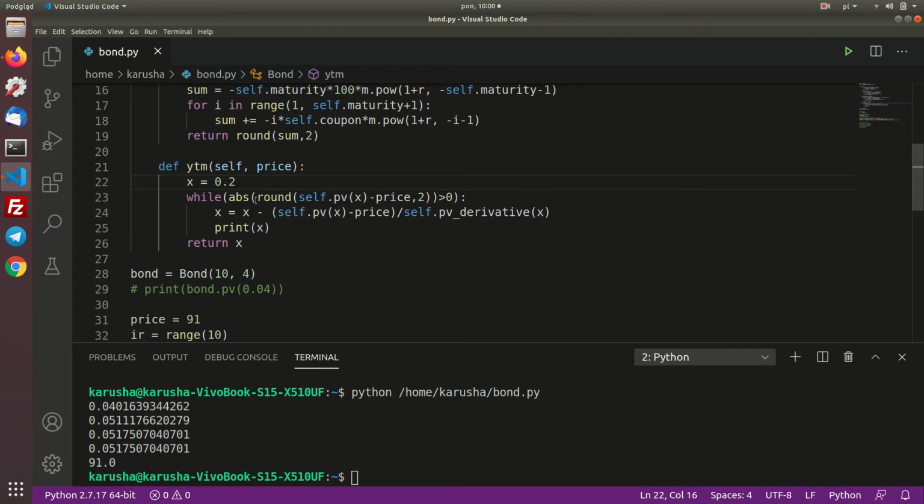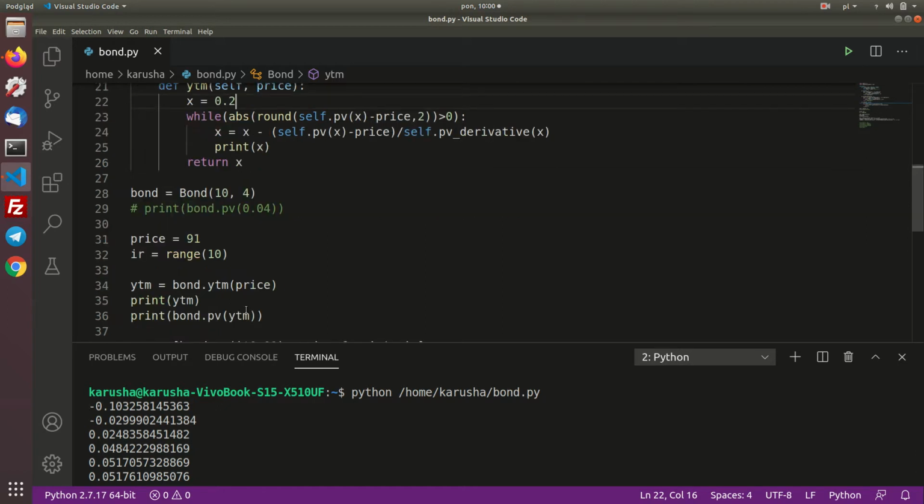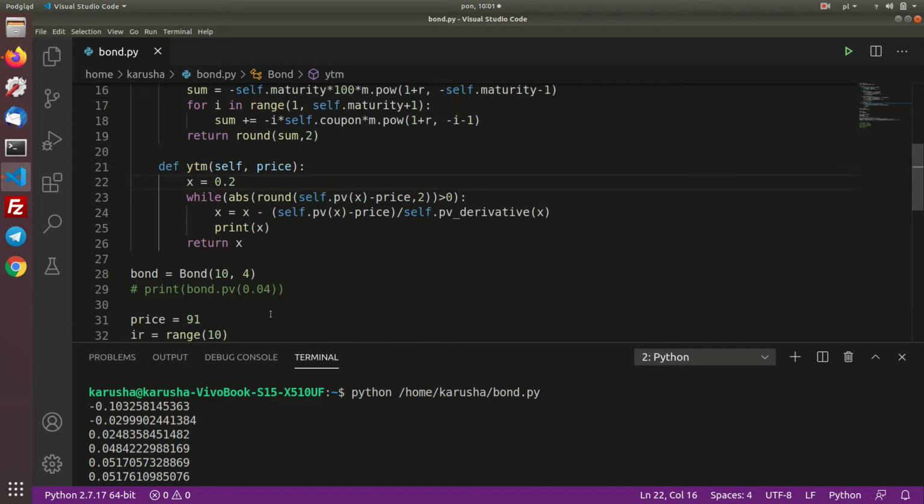So let's say we start with 20%. In that case, we have 1, 2, 3, 4, 5, 6 iterations. So of course, the number of iterations depends on the initial guess. Secondly, it depends on the precision that we want.